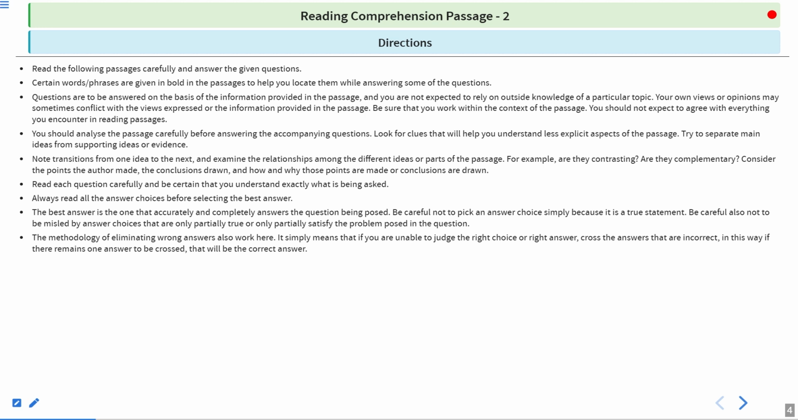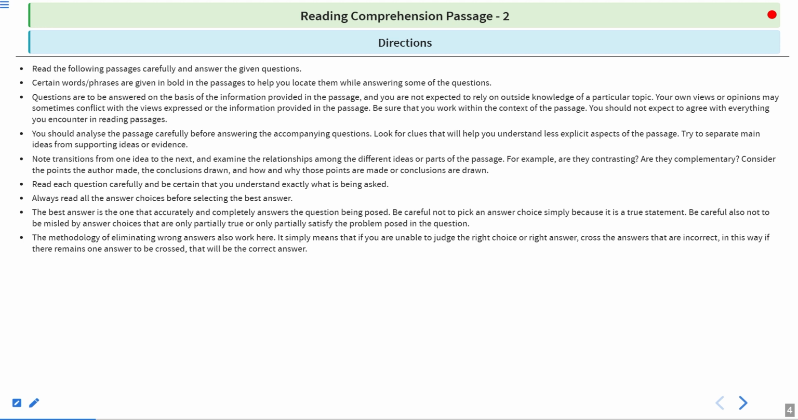Consider the points the author made, the conclusion drawn, and how and why those points are made and conclusions are drawn. Read each question carefully and be certain that you understand exactly what is being asked. Always read all the answer choices before selecting the best answer. The best answer is the one that accurately and completely answers the question being posed. Be careful not to pick an answer choice simply because it is a true statement. Be careful also not to be misled by answer choices that are only partially true or only partially satisfy the problem posed in the question.